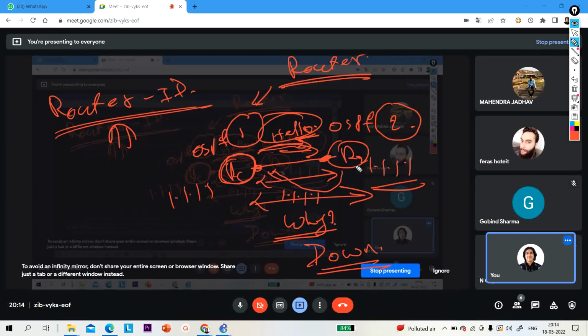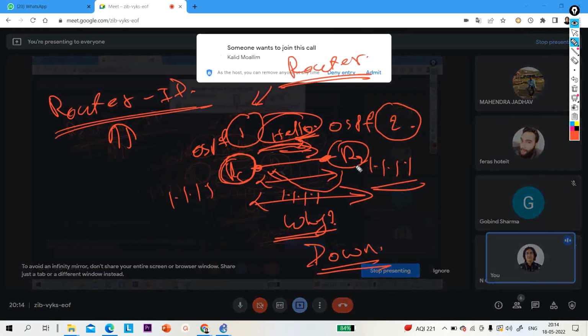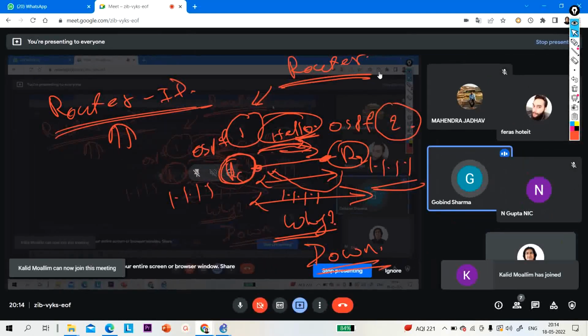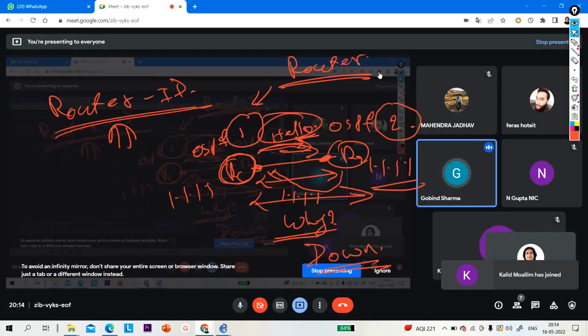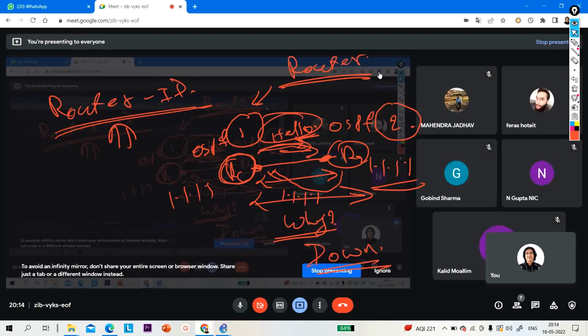In down state. So if someone asks you, if I configure the same router ID on two directly connected routers, in which state will neighborship be stuck? Your answer will be down. In both cases it will be stuck in down state, because when router 1 sends a hello message, router 2 will not accept it, and when router 2 sends a hello message, router 1 will not accept it. Exactly. So neighborship will be stuck in down state, right?